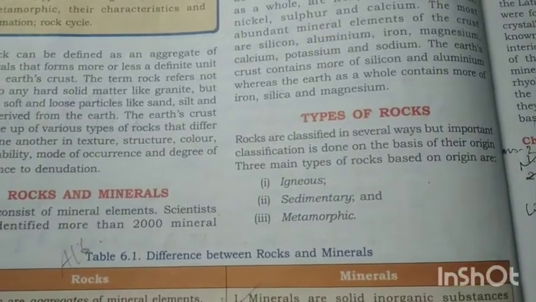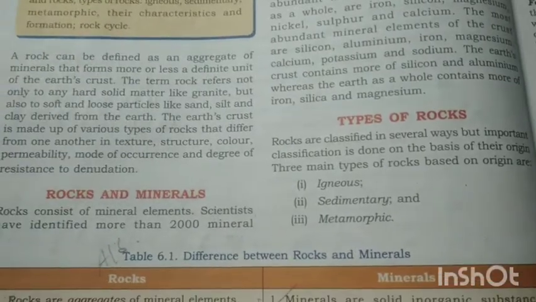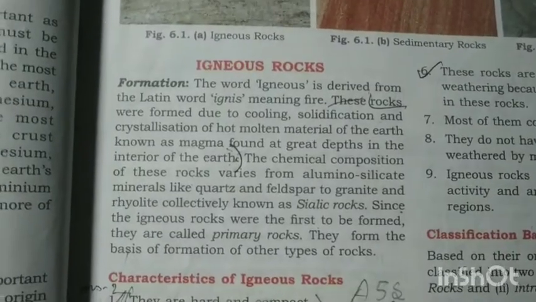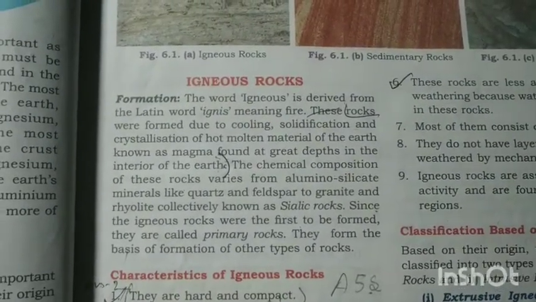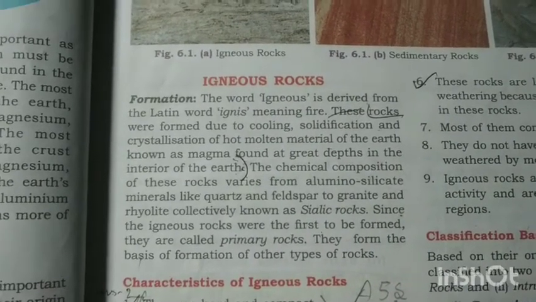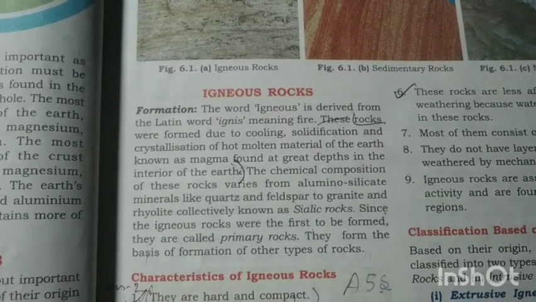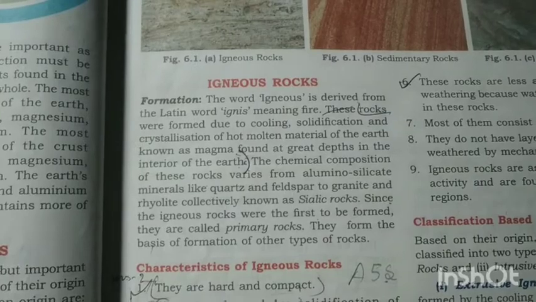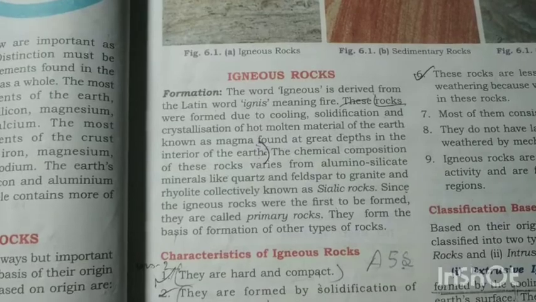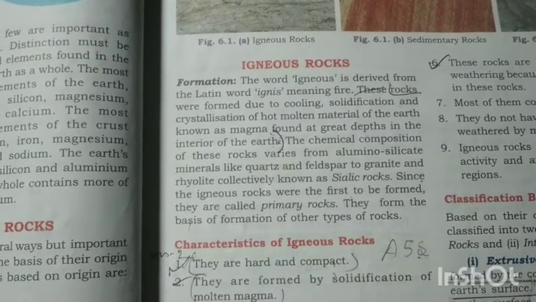Now the types of rock, I told you there are three types of rock: igneous, sedimentary and metamorphic rocks. First we will study igneous rock and the kinds of igneous rocks. So here is the formation of igneous rock. Now first of all, the word igneous is a Latin word which means fire. So these are formed due to the cooling and the solidification. Like when the volcano erupts, the magma flows, and when that magma cools down, then it forms igneous rocks. That is how it is formed.